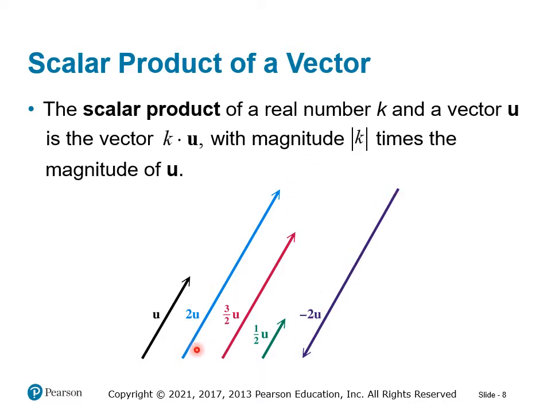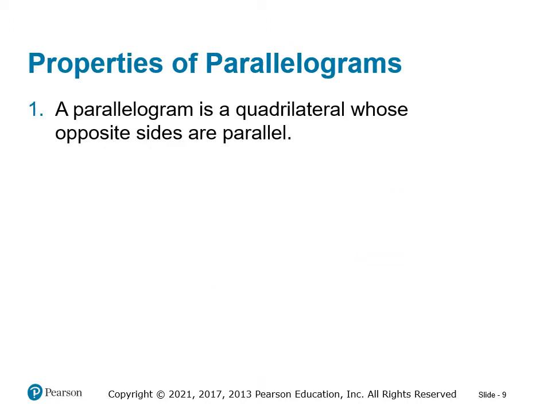Negative 2u is, again, double the vector magnitude, which you can see here. It's the same size as 2u. But of course, then if the direction changes, it's going to go in exactly the opposite direction. Most of this is pretty intuitive. So I think that you won't have a hard time sorting this out on problems.